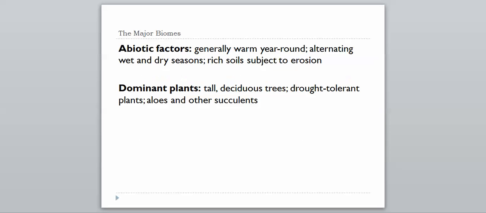And so some abiotic factors that make up this part of the world: it's generally warm all year round. They have alternating wet and dry seasons, and they have rich soils that are subject to erosion, so being washed away. And so our dominant plants would be tall deciduous trees, drought-tolerant plants, and aloe, so aloe vera if you ever have a burn, because that plant grows naturally there.